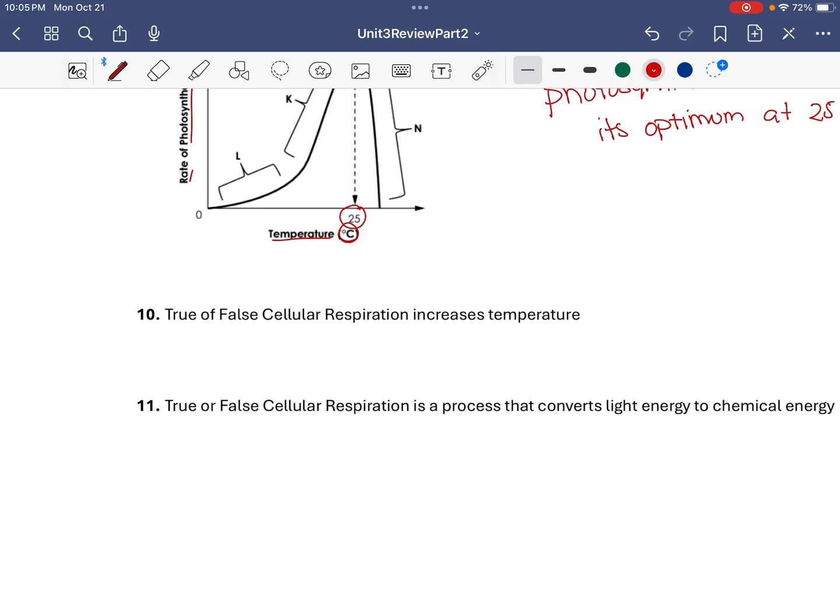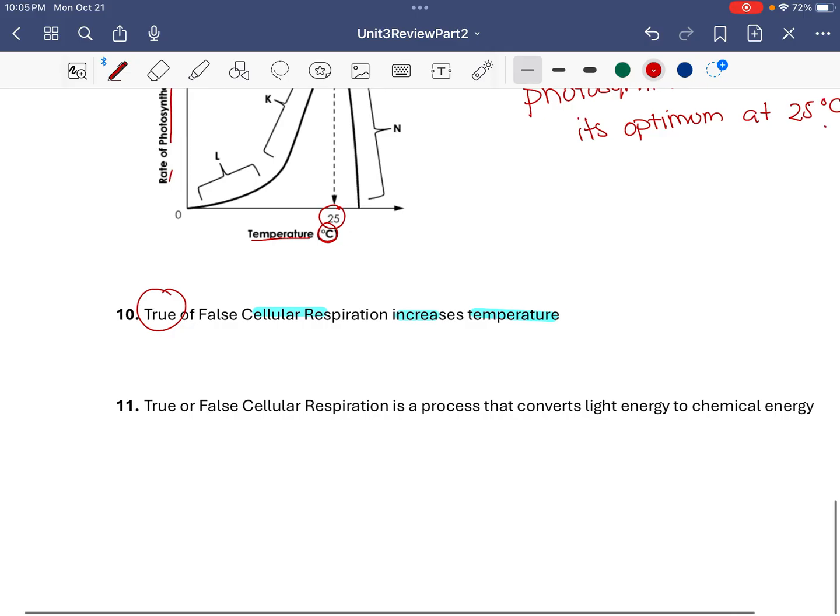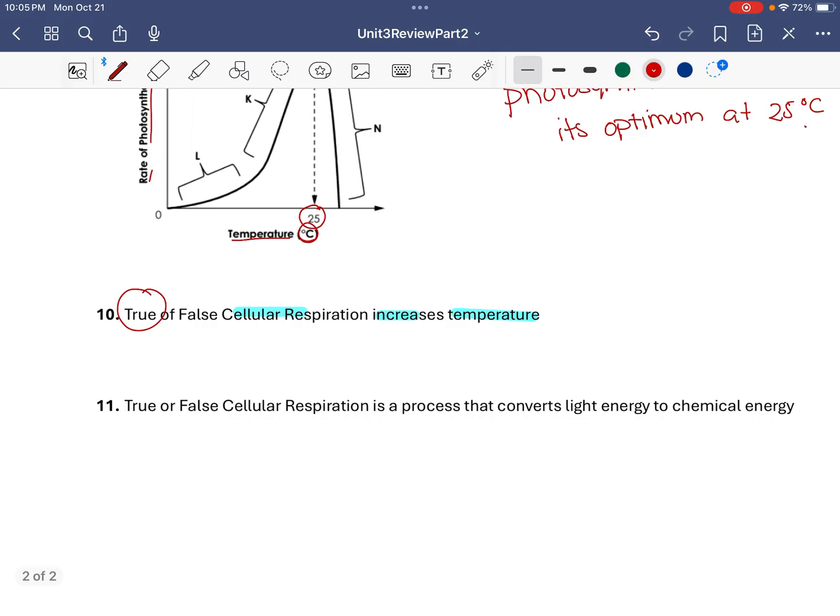True or false, cellular respiration increases temperature. So cellular respiration does increase temperature. This is a process where you're creating gases like carbon dioxide, and just think of like energy. Energy is heat. True or false, cellular respiration is a process that converts light into chemical energy. So we know that this is false. The process that goes from light to chemical, that is photosynthesis.